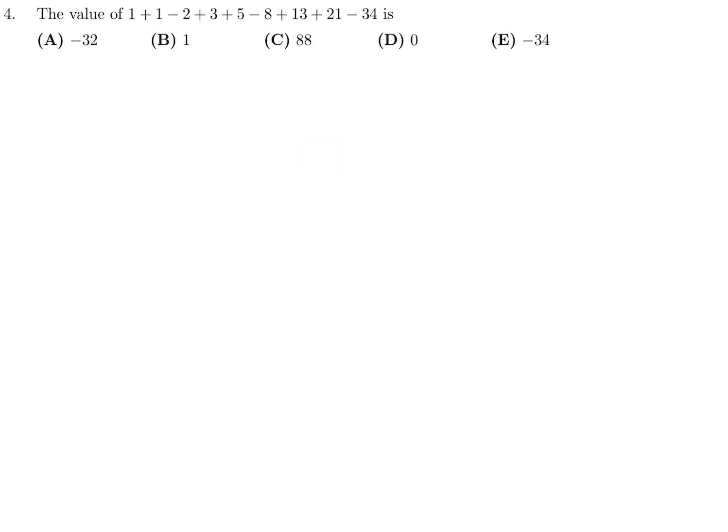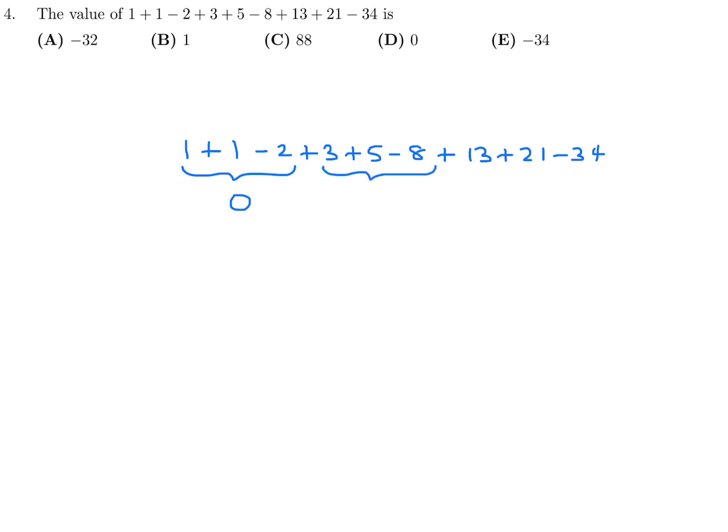The value of 1 plus 1 minus 2 plus 3 plus 5 minus 8 plus 13 plus 21 minus 34. It's a simple addition and subtraction question, but this one is interesting because things start to cancel out very quickly. 1 plus 1 is 2, and if you subtract 2 from it, this part becomes 0. 3 plus 5 is 8, and if you subtract 8 from that, that becomes 0. 13 plus 21 is 34. If you subtract 34 from it, it becomes 0. So, in a very interesting way, it all ends up being 0. So number 4, the answer is D.